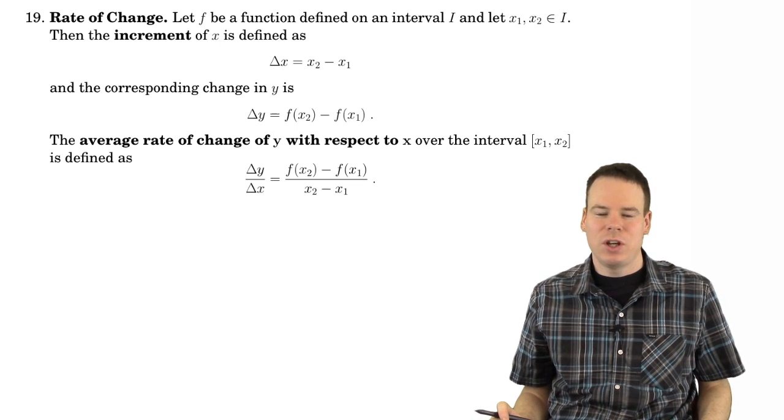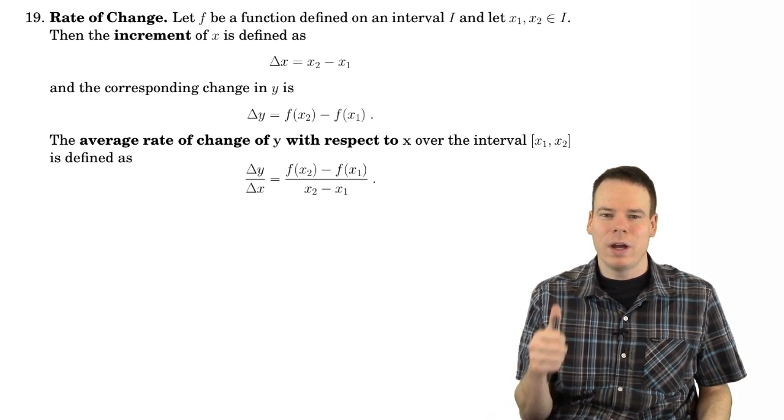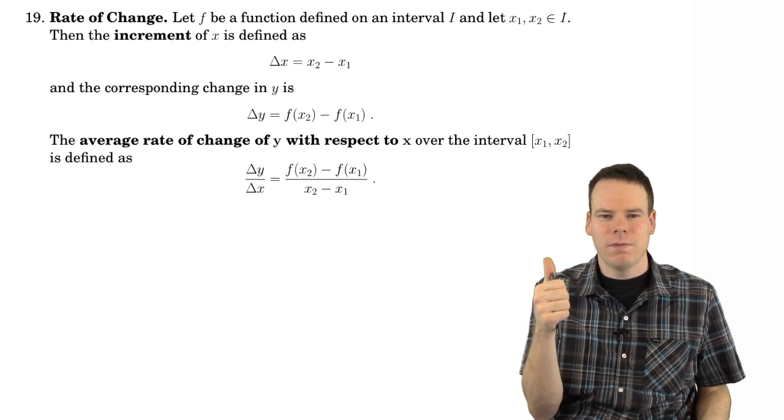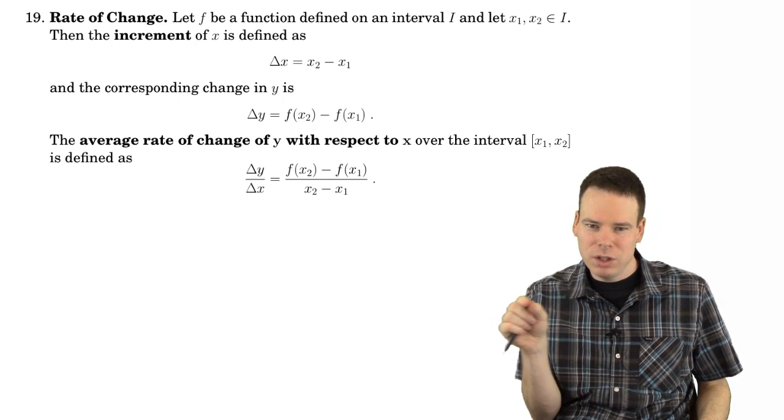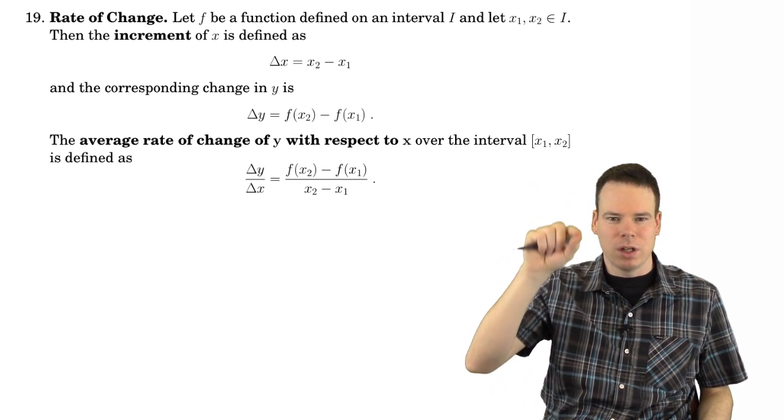So let's talk about rates of change in general. The basic setup is you have a function and you want to understand how the values of that function change as you change the input. As you change the input, how do the function values change? How do the outputs change?